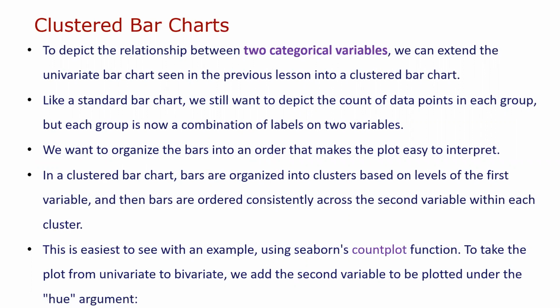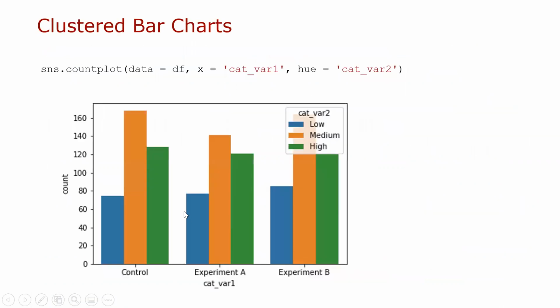Cluster bar charts are used to display the relationship between two categorical variables. That's why, guys, again and again, you need to know when to use these things. You need to know the type of the column, the data that you're dealing with. We can extend the univariate bar chart seen in the previous lesson into a clustered bar chart. Like a standard bar chart, we still want to display the count of data points in each group. So let me show you what I mean. Look at this one here.